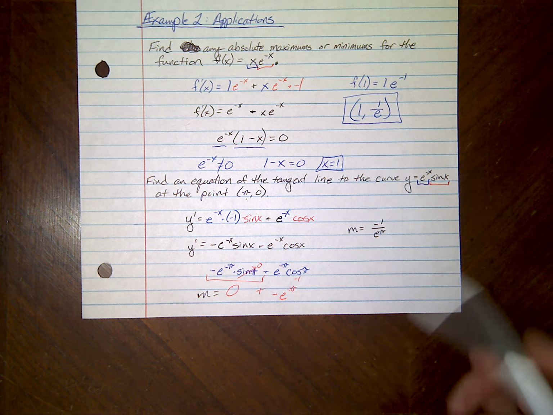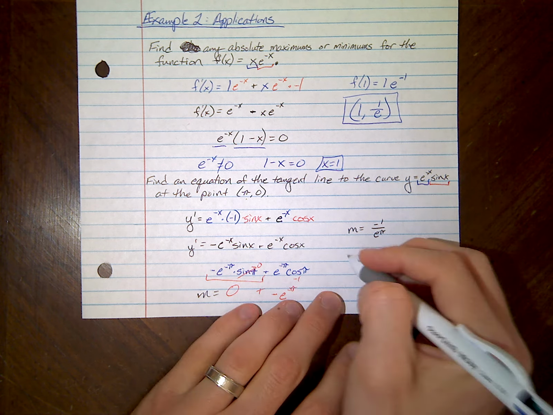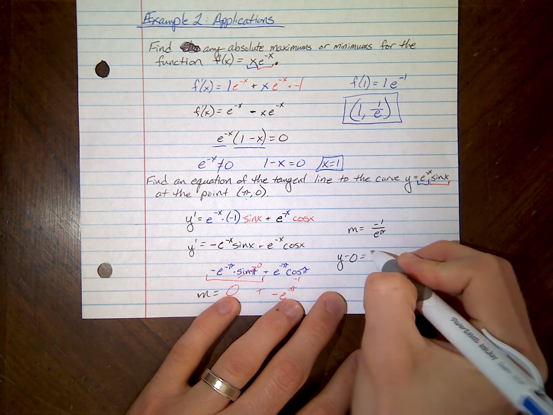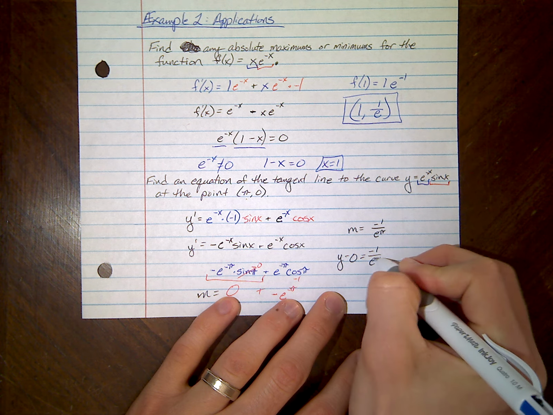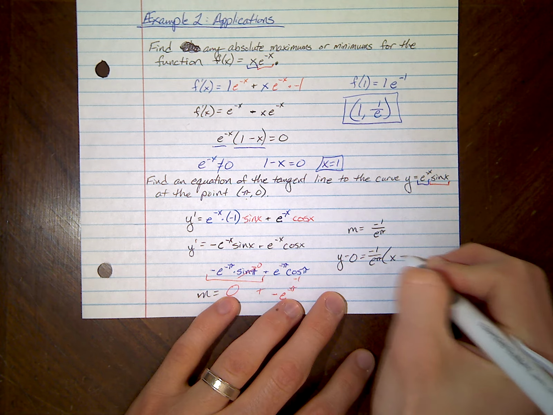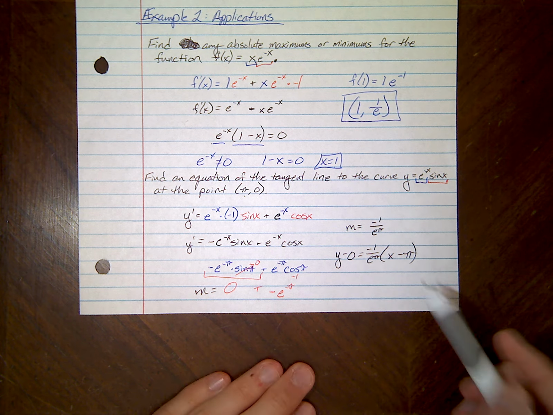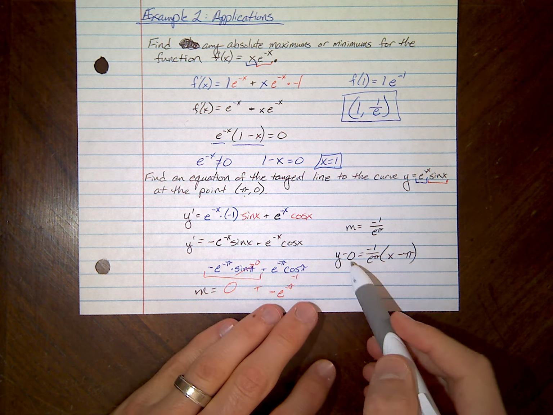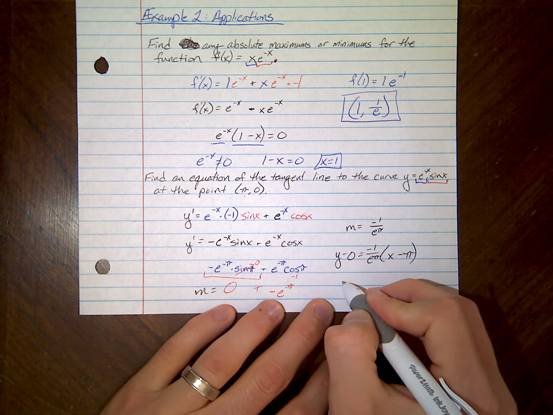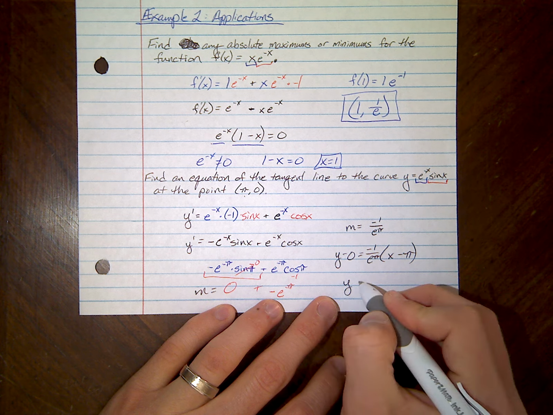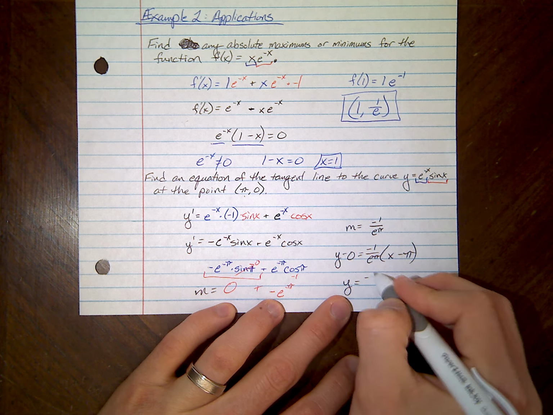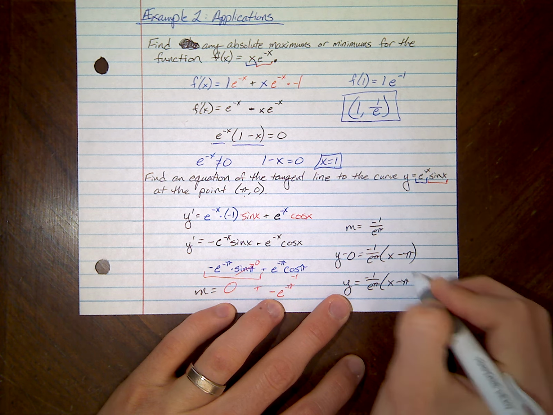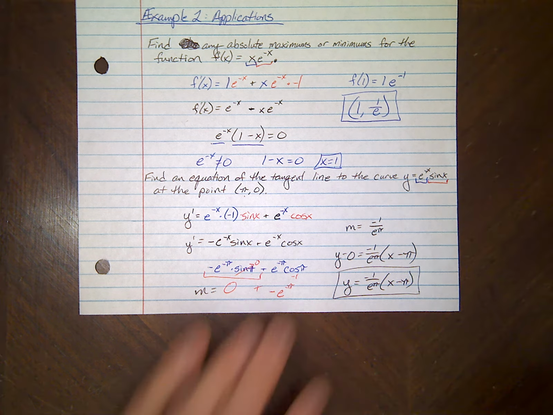It wants the equation of the tangent line. So using point slope form, we'd have y minus 0 is equal to our slope, negative 1 over e to the pi power times x minus pi. And you would most definitely leave it like that. In fact, the answer probably from the test would just not have that 0 there. So y is equal to negative 1 over e to the pi power times x minus pi as your final answer.